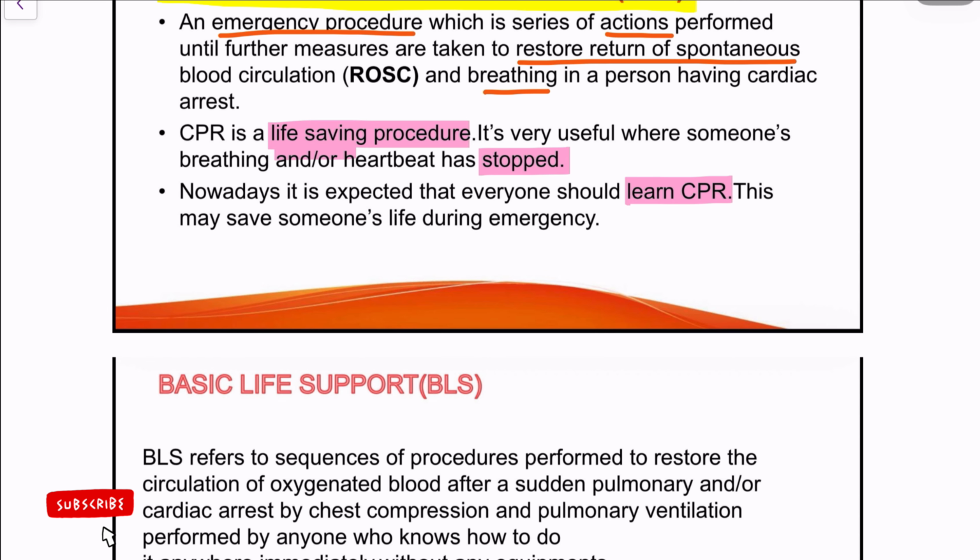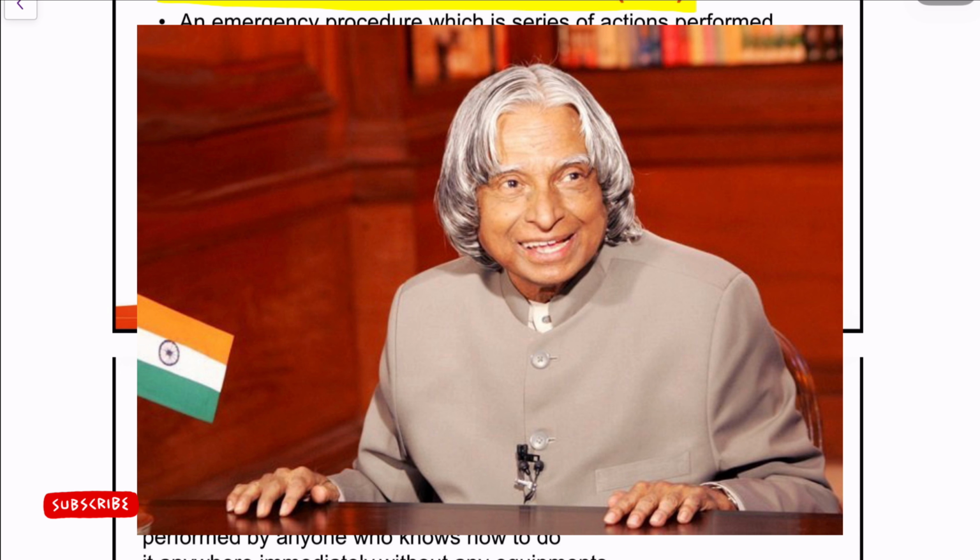In today's world cardiac arrests are happening very commonly, as you know. Our president, Dr. APJ Abdul Kalam, also died because of cardiac arrest, and there was no one there to give him CPR. Therefore, learning CPR is very important for each and every person, not only medical students or doctors or nurses. It is important for each and every individual.